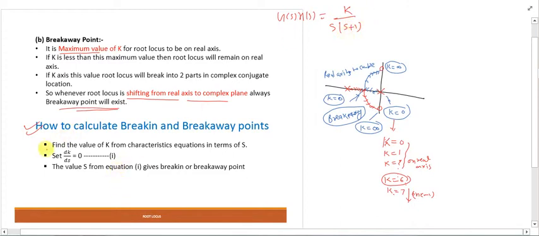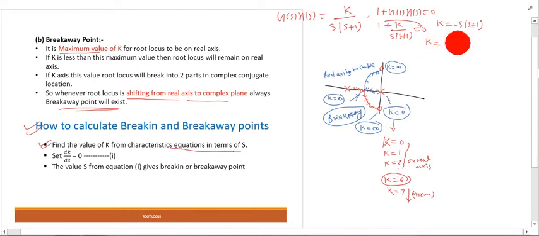Now in the first step, find the value of k from the characteristic equation in terms of s. Write the characteristic equation, 1 plus G(s)H(s), and then find the value of k in terms of s. Put this on the right hand side, then we can write k is equal to minus s into s plus 1. Clear?